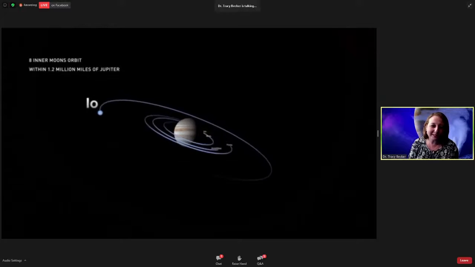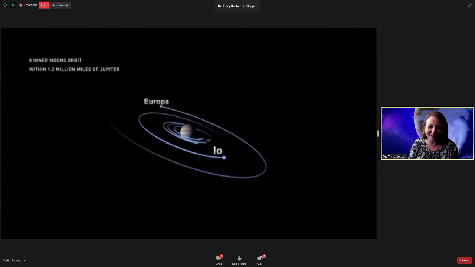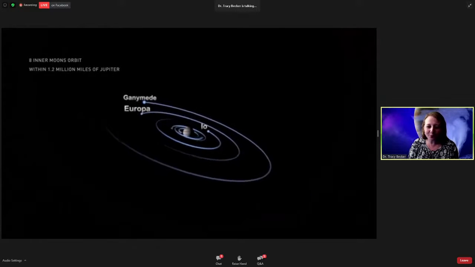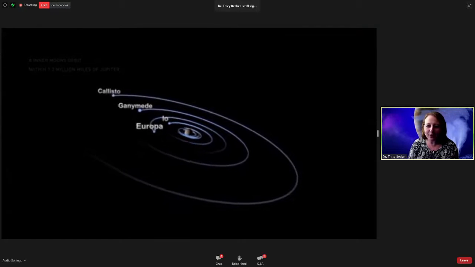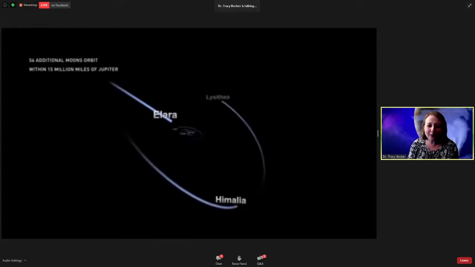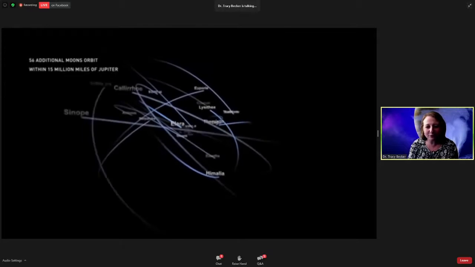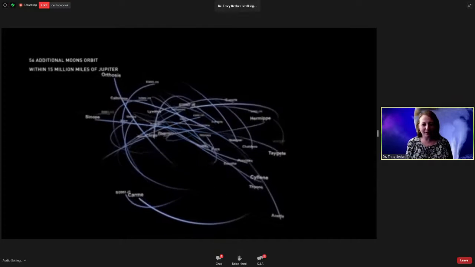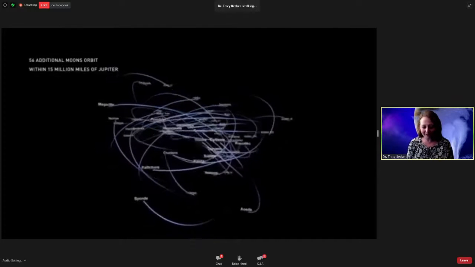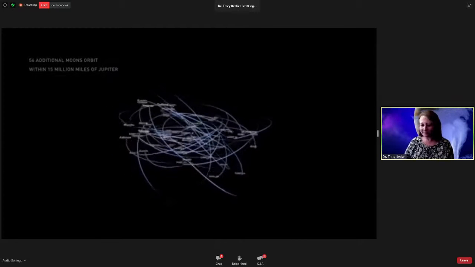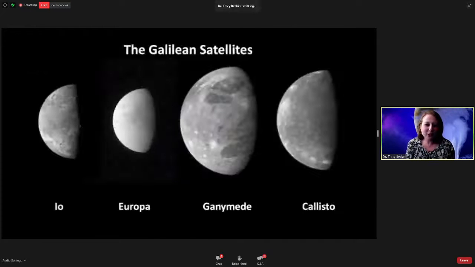Jupiter has a ton of moons, many, many dozens of moons. But Io, Europa, Ganymede, and Callisto are sort of the primary moons that we're going to focus on. You can see there's almost an entire solar system of moons orbiting around Jupiter. We're going to talk about these moons in part because they're known as the Galilean satellites: Io, Europa, Ganymede, and Callisto.